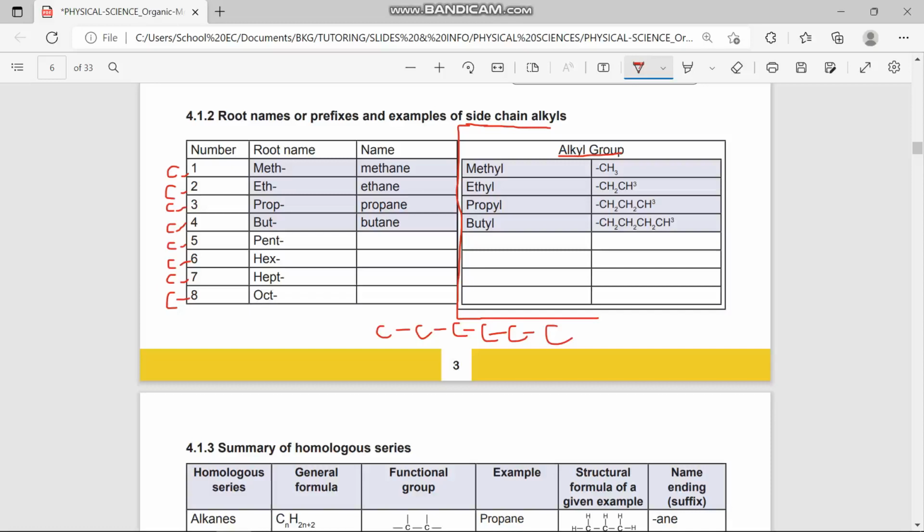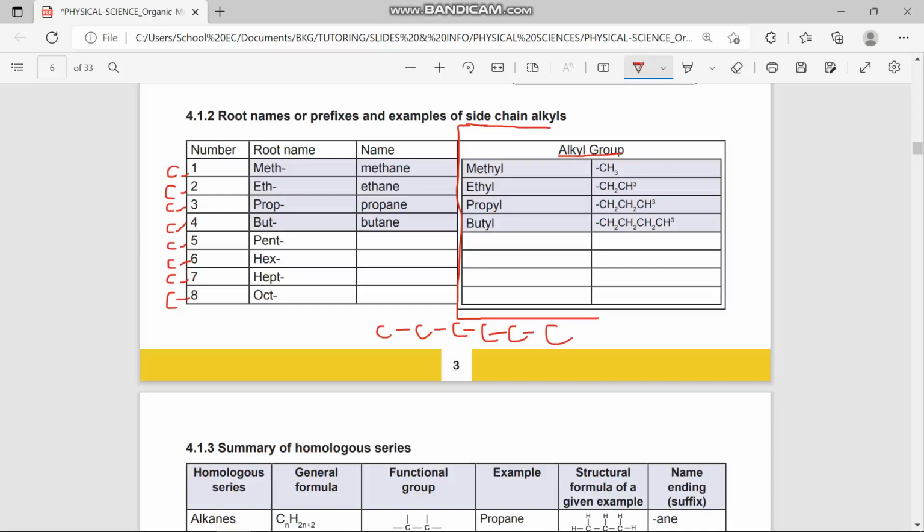8 is the last one. We end naming our organic compounds at 8, at oct. We then proceed with 9, which is going to be non, nonane, nonyne, and so on. But we stop at 8.